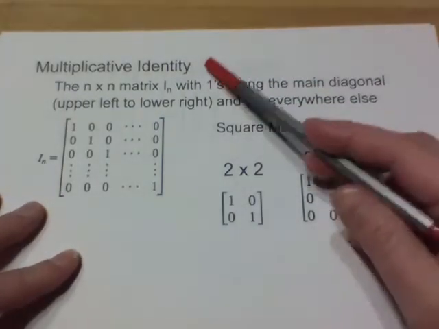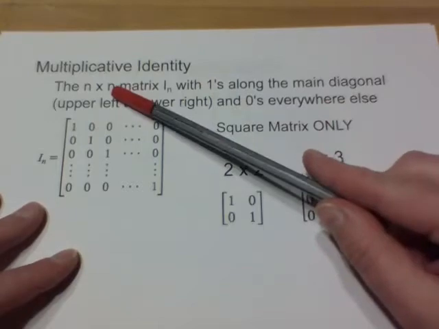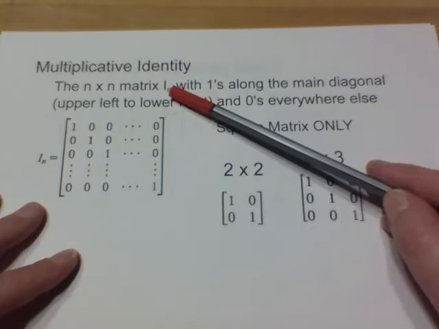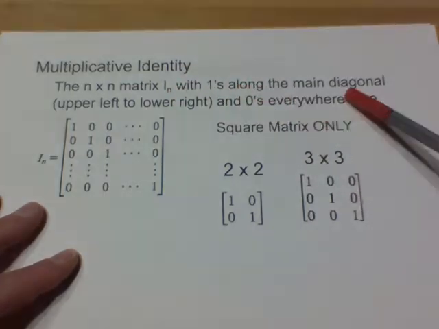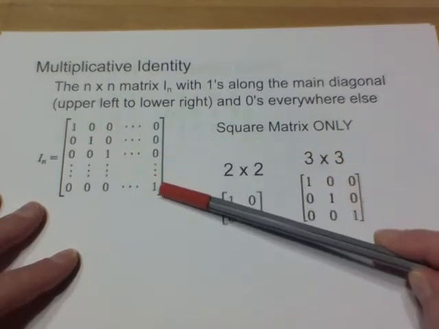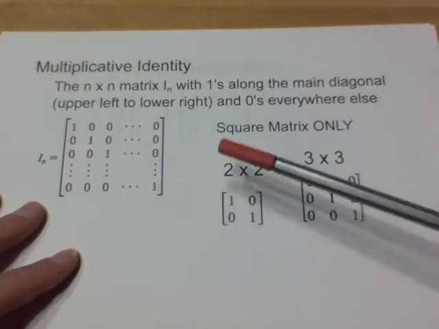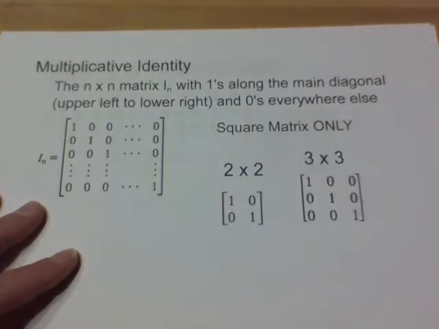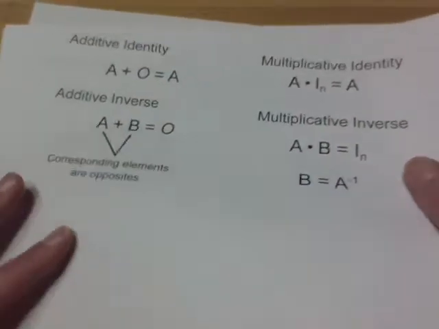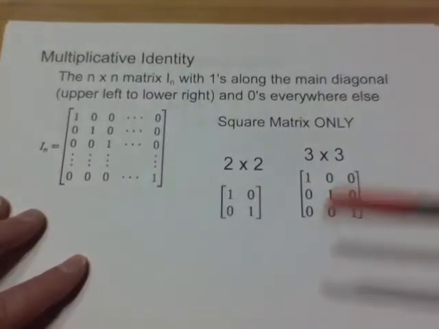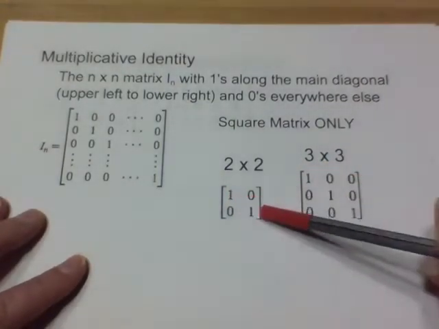So to get your multiplicative identity, it's an n by n matrix, and that's why we call it I sub n, because it's going to have the same number of columns and rows, and it has ones along the main diagonal, upper left to the lower right. So it's always going to be ones along the diagonal, and everything else is 0. It only works for square matrices, so you cannot, for instance, find an inverse of a non-square matrix, so got to watch out for that. So we've got 2 by 2s, 3 by 3s. Here are our examples of that diagonal that has 1.